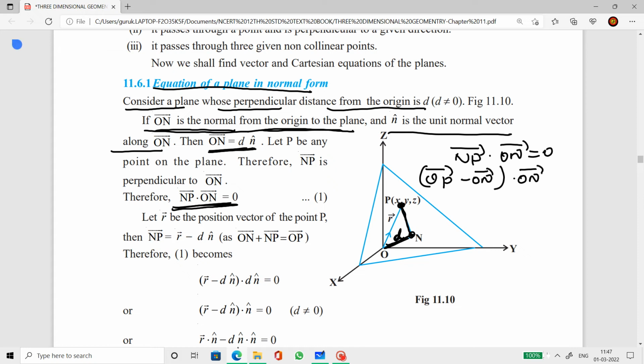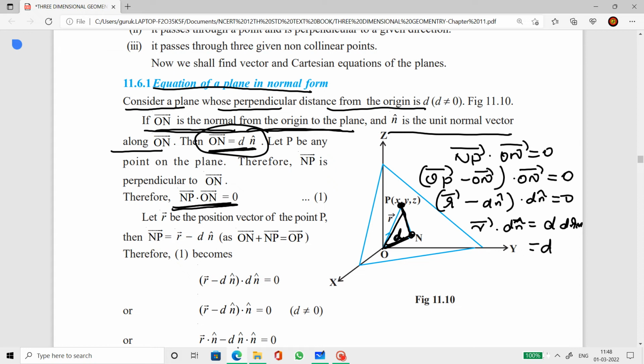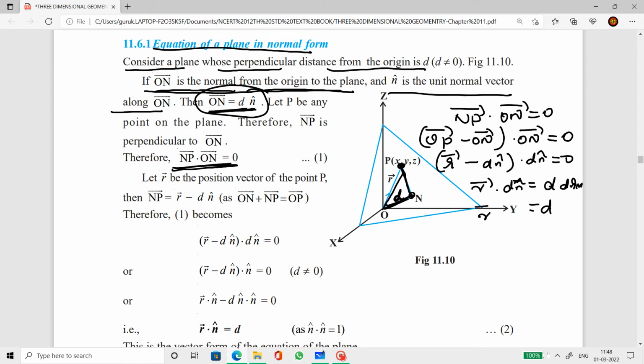R vector dot n vector equals 0. And what is OP vector? We took it as R vector. And what is ON vector? D times n cap. So when you multiply this, R vector dot D times n cap equals D into n cap dot n cap. Now D and D will give you D only, magnitude, and n cap into n cap is 1. Hence that won't come. So R vector dot n cap equals D.